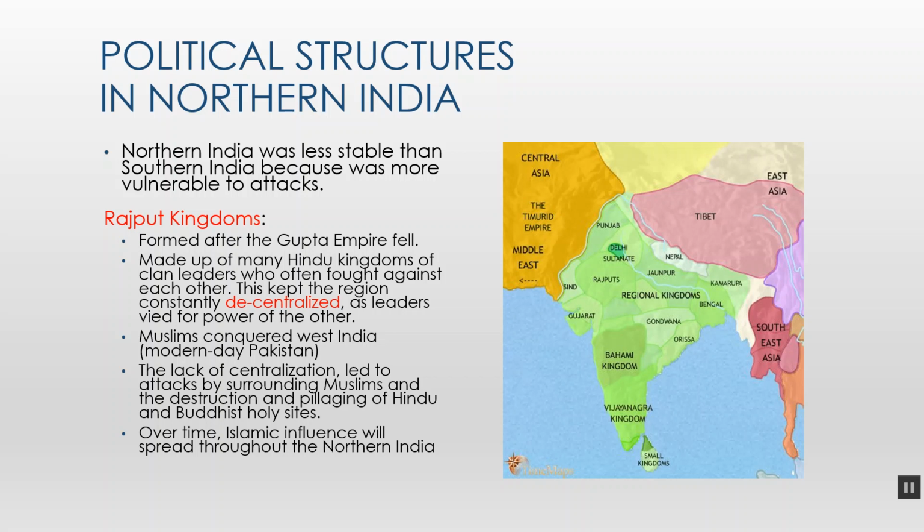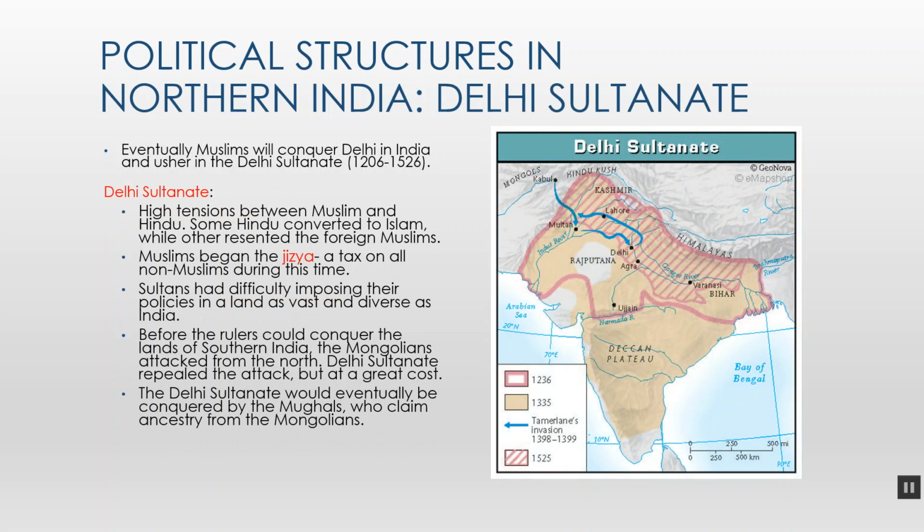Northern India is going to get overrun by people who are Islamic, and it's going to dramatically change the culture and the ideology of that area. Over time, Islamic influence will spread throughout northern India. So eventually, an Islamic kingdom is going to prevail. It's called the Delhi Sultanate. Muslims finally conquered the city of Delhi in India about 1206.